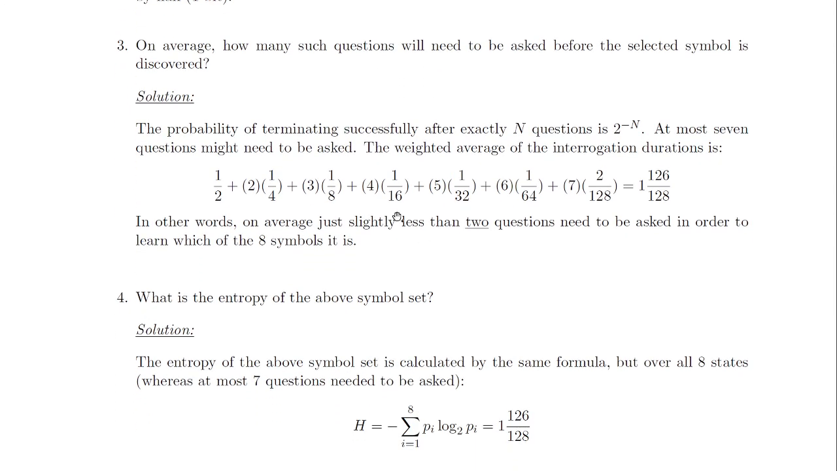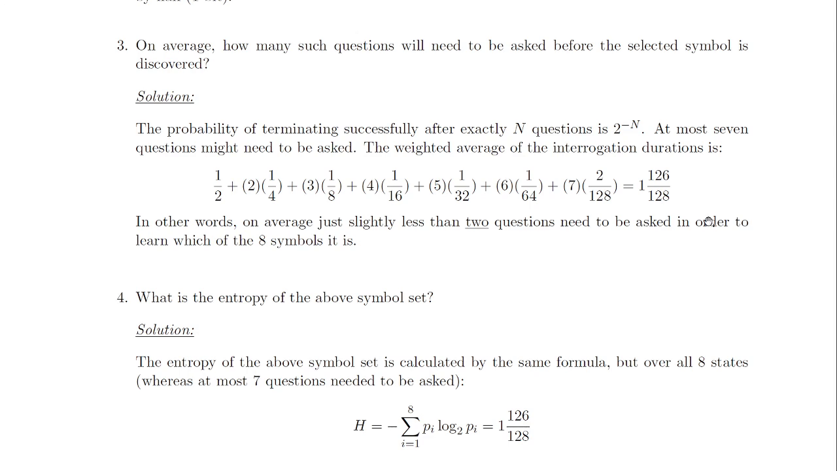Well, we have again this type of summation of terms. With probability 1/2, you're done after the first question. With probability 1/4, you have to go to the second question. Probability 1/8, you have to go to 3 questions. So take the weighted sum of all of these interrogation durations times the probability of having to have so many questions. They all add up to just under 2 questions on average.